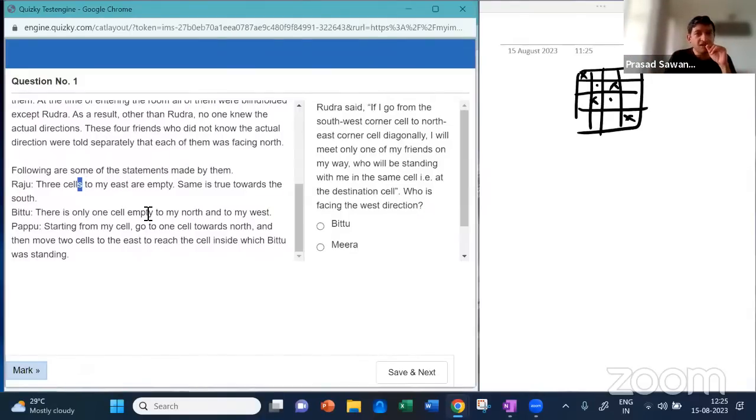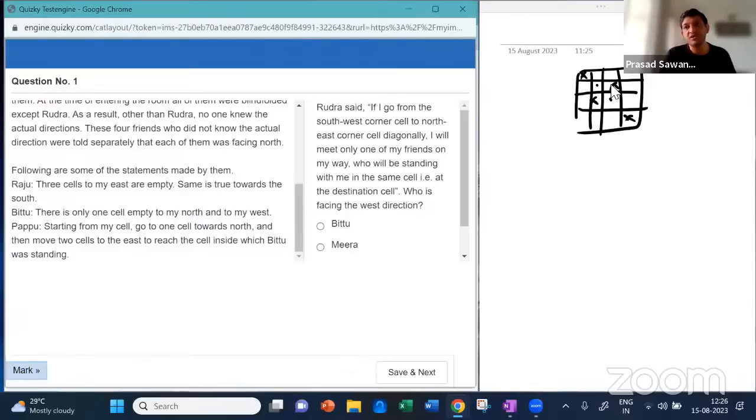Fair enough. Following are some of the statements made by them. 3 cells to my east are empty. Same is true towards the south. So it's a corner square. Whichever corner it is, it's a corner square. Fair enough. There is only 1 cell empty to my north and to my west. So if I'm standing here, it's basically this square.